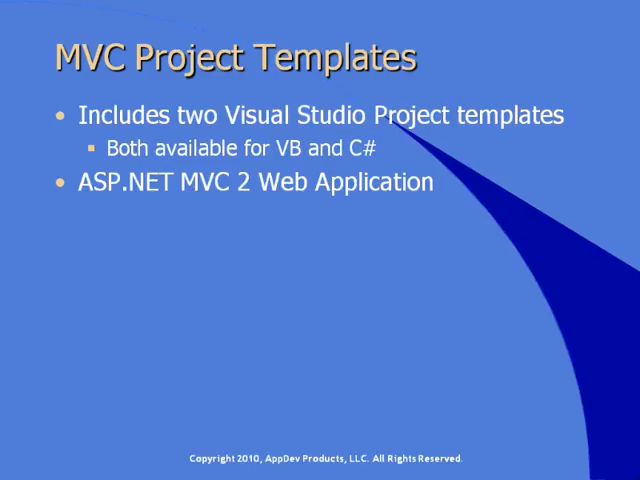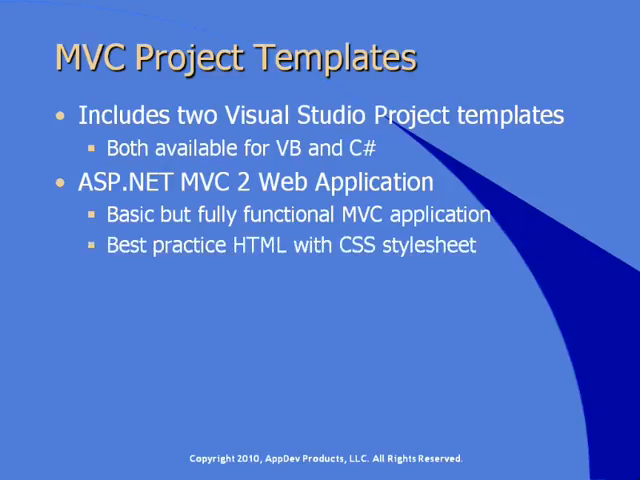The Web Application template creates a basic but fully functional MVC application, complete with a model, a couple of controllers, and a few views. It uses best practice HTML with CSS, or cascading style sheets, to format the views. It also includes support for authentication and authorization, using the built-in features of ASP.NET. In fact, this is one of many ways that you can see how MVC is built on top of ASP.NET. Rather than being an alternative to it, you still have access to many of the built-in services that are part of ASP.NET.